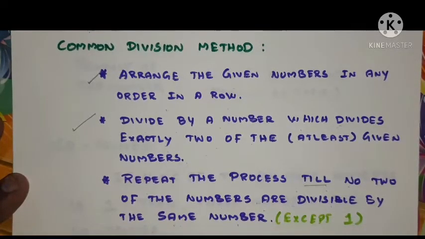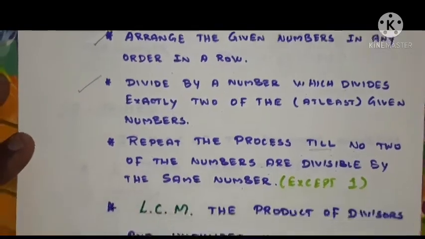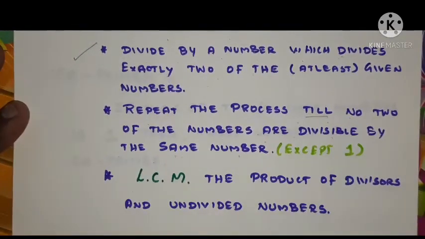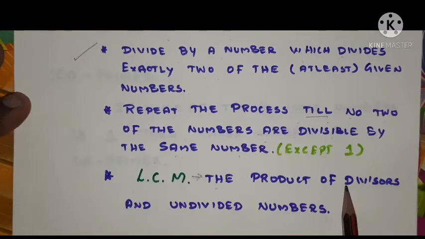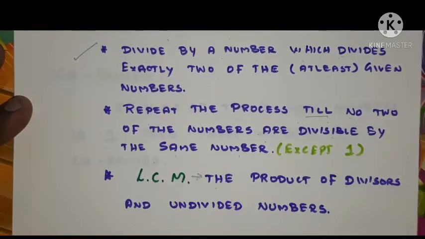Next, how do you find the LCM? The LCM can be found as the product of the divisors and the undivided numbers. So the LCM of the particular numbers is the product of the divisors we get, and the undivided numbers will provide you the LCM of the given numbers. So what are the steps? We have four major steps.